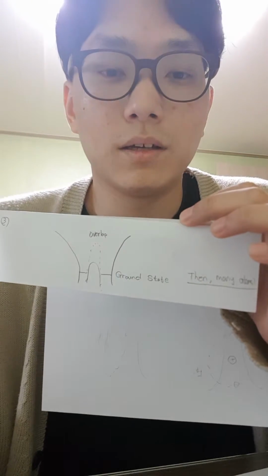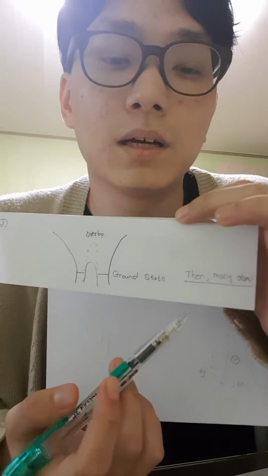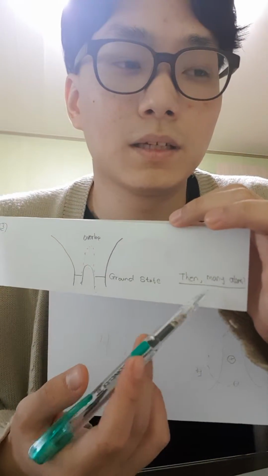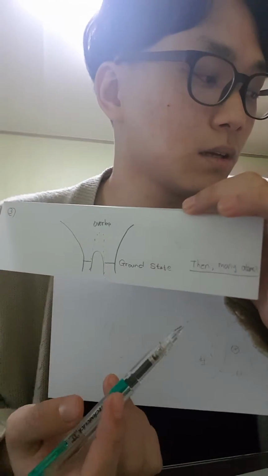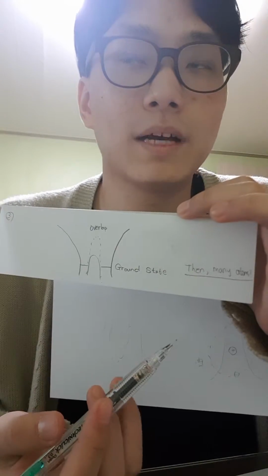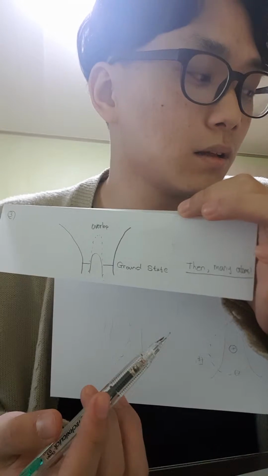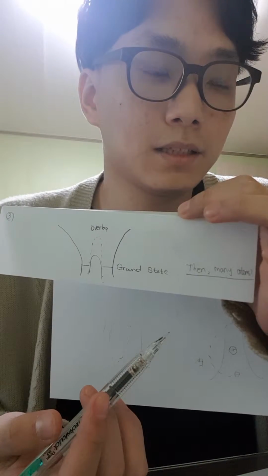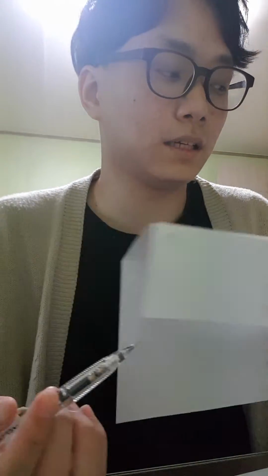Then if there are many atoms, what happens? We can draw a new and different picture of the energy band. This is the beginning of the band theory. Okay, now I will explain what the conduction and valence band and band gap energy are.